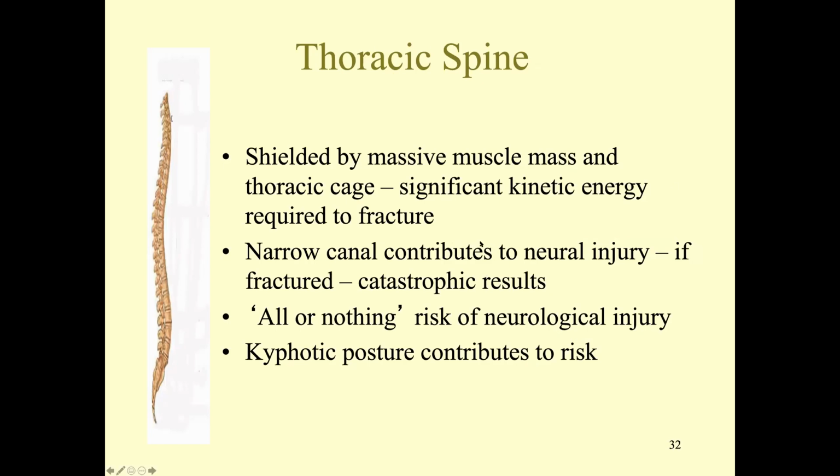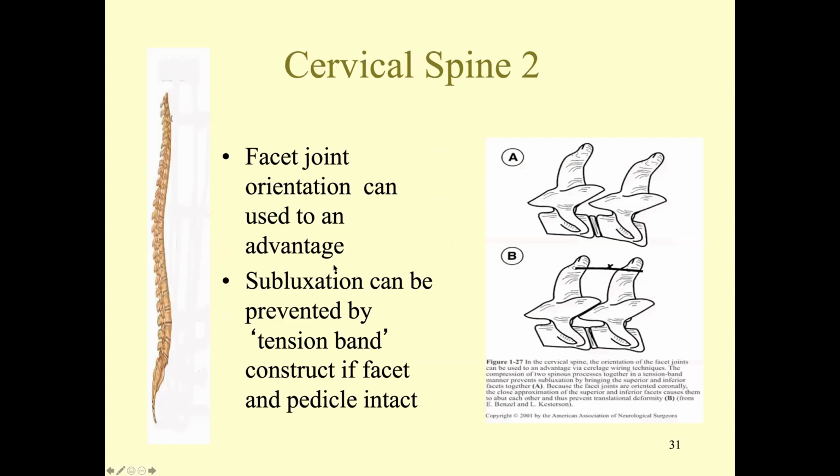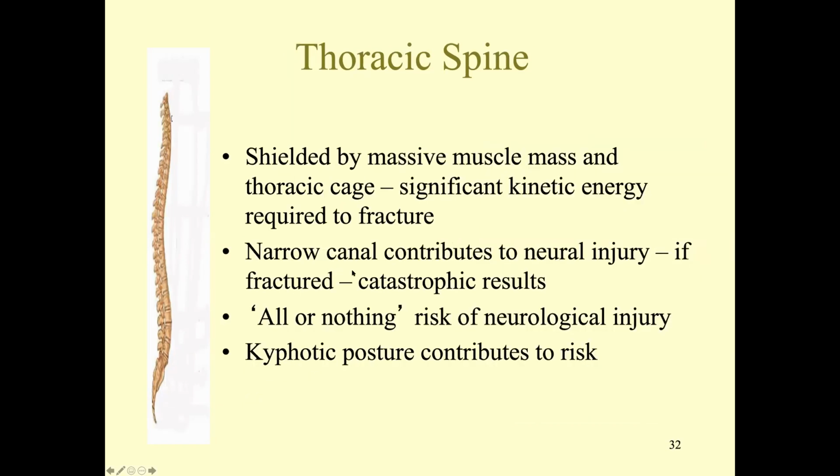And of course, as we discussed earlier, the canal is very narrow, and because of no space, even a small injury can give catastrophic results. That's why the thoracic spine causes paraplegia many more times than the cervical or even lumbar spine. But lumbar spine is good because there is no spinal cord, it's only the roots. That's why this all-or-nothing risk of neurological injury is much more in the thoracic spine than in the other parts of the spine.